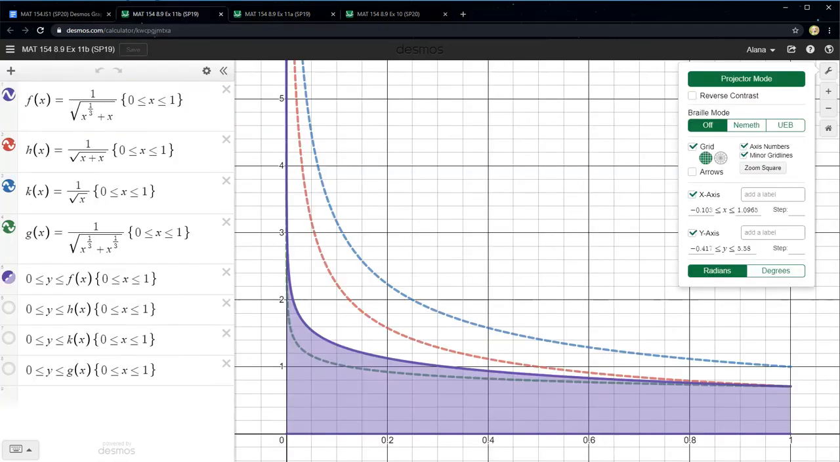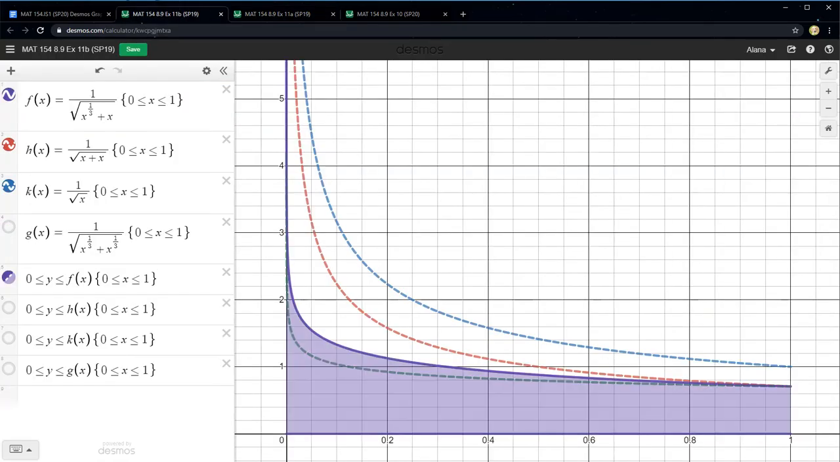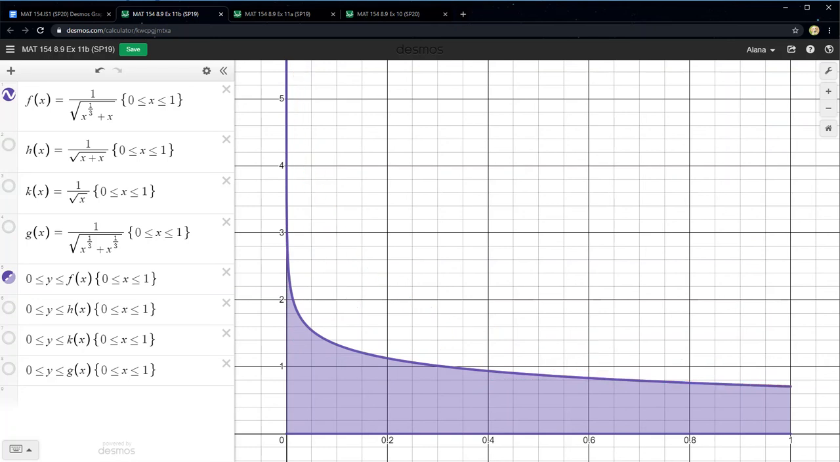Right here. Okay, so the original function, let me leave it on, is the purple one right there, right? So it's x to the 1/3 plus x. And let's see if the ones I came up with are indeed less than. So there's x to the 1/3 plus x to the 1/3 right there, and you can see it is smaller.